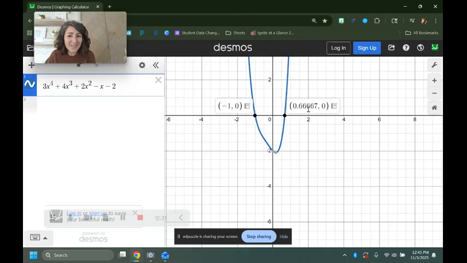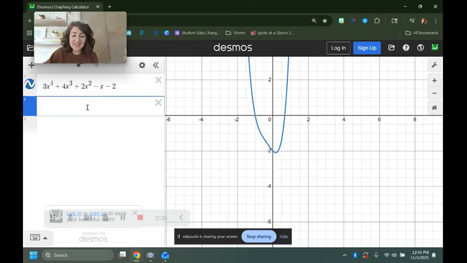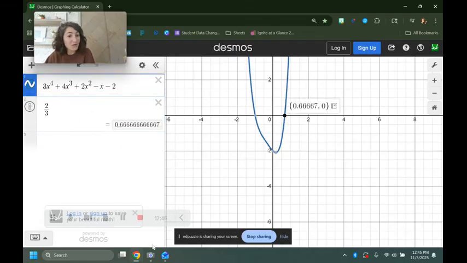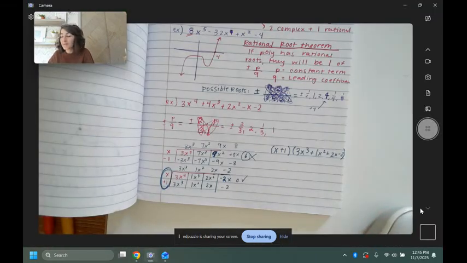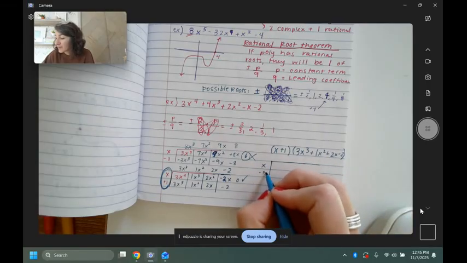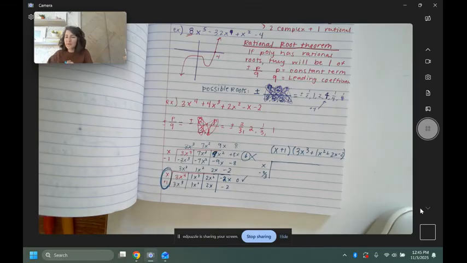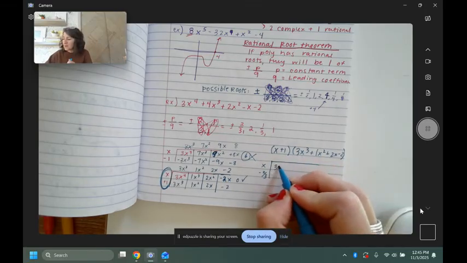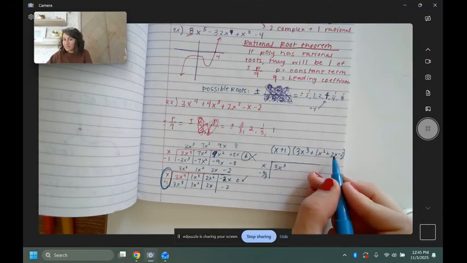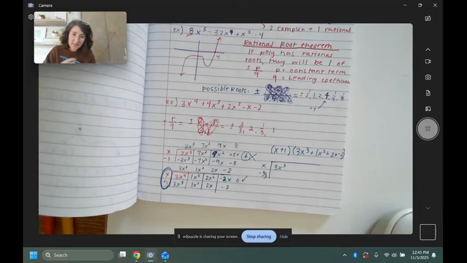Ooh, 0.6666. That's the same as 2/3, which is 0.66. So my other rational zero is positive 2/3. So that means the other rational root to take out is going to be negative 2/3. Let me just show you what this looks like. So that, and I'm pulling it out of this polynomial instead of the big one, just so we can see what it looks like with a fraction.